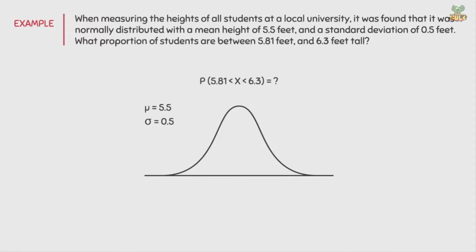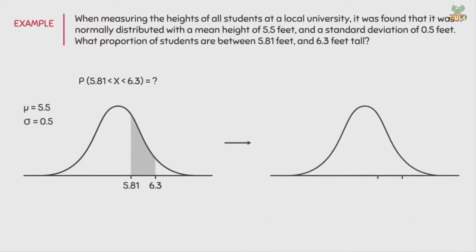We are also looking for the proportion of individuals between 5.81 feet and 6.3 feet tall. This corresponds to this highlighted area. To determine this area, we need to standardize the distribution, so we will use the standardization formula.